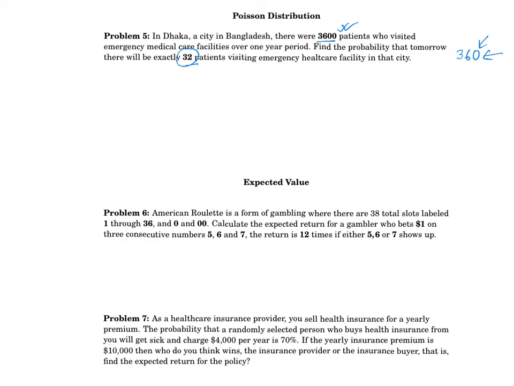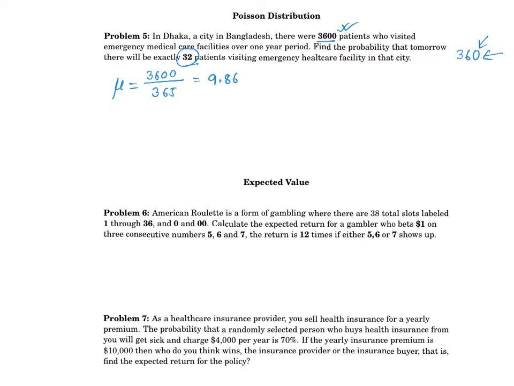So mu on a daily basis, how is it going to be? How many patients are there? So 3,600 divided by 365, which is about 9.86. So okay, 9.86. That's your mu. Now remember, look up the conditions for Poisson distribution.